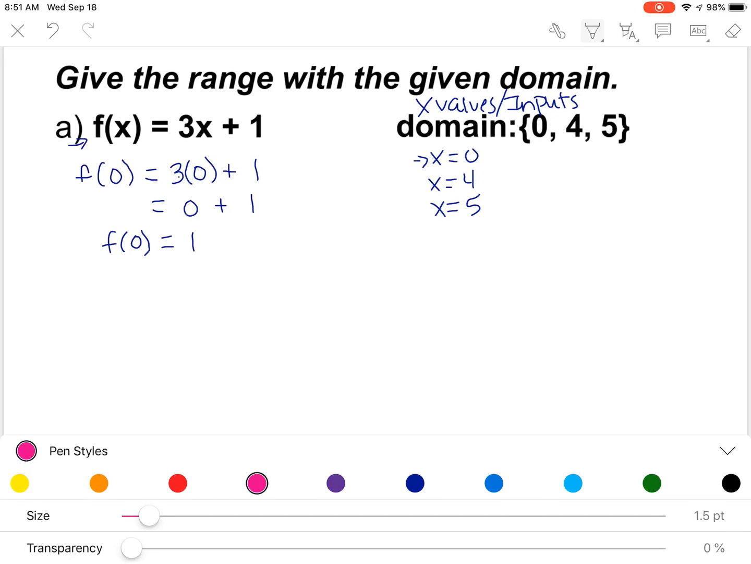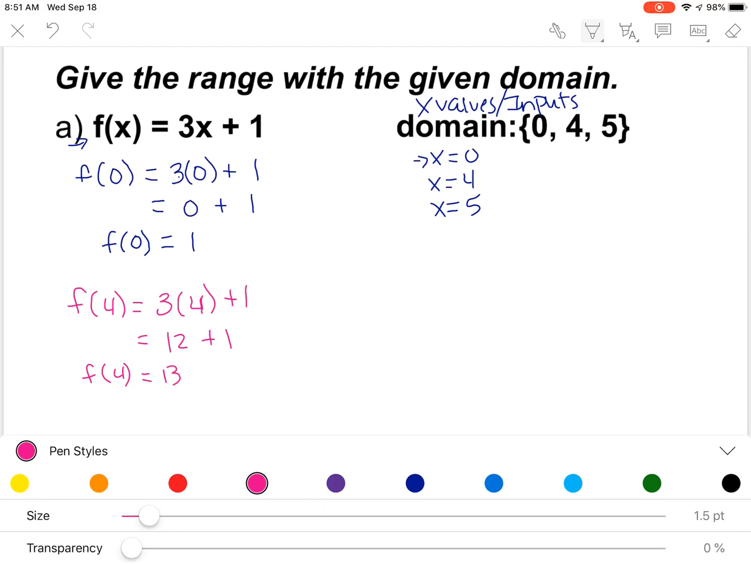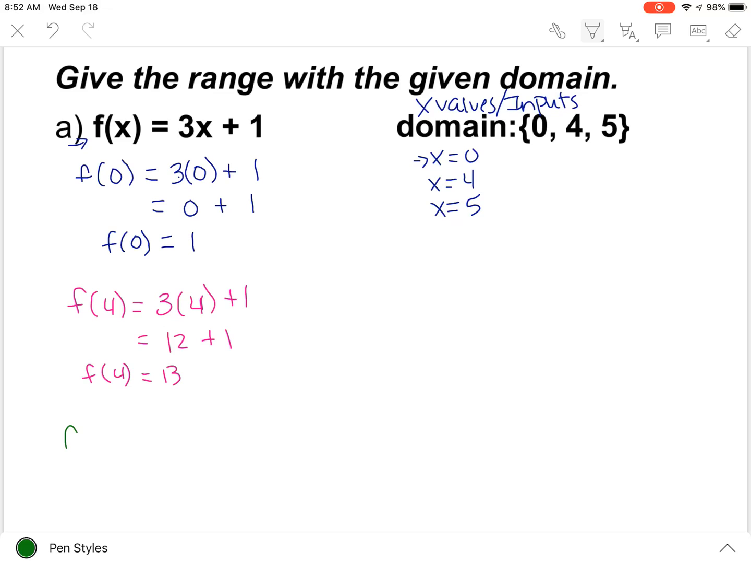Then we're going to do the same thing with f of 4. Well, f of 4 would equal, instead of 3 times x, it would be 3 times 4 plus 1. Well, 3 times 4 is 12. 12 plus 1 is 13. F of 4 equals 13. Now would be a good time to pause and see if you can figure out f of 5.